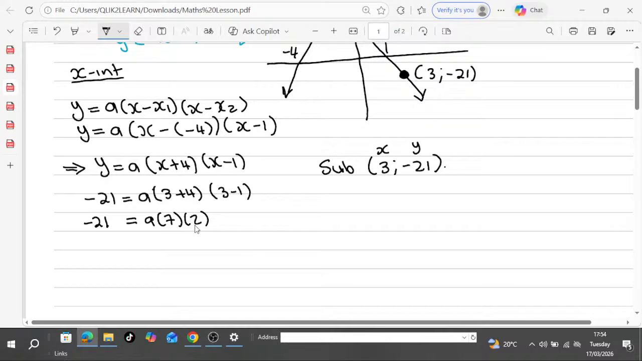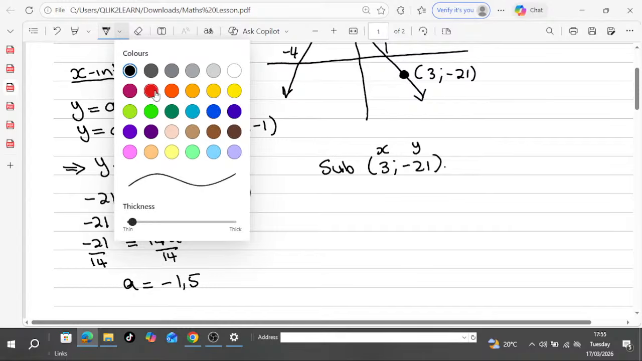So now what is 7 times 2? It's 14. So this will give us 14a equals negative 21. Divide both sides by 14 to make a the subject of the formula. What is a equal to? So 14 goes into 21 one time and it leaves a remainder, so this is negative 1.5. This is the value of a.